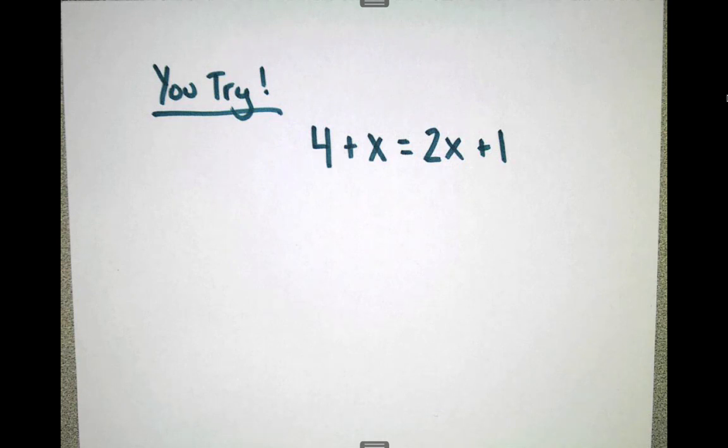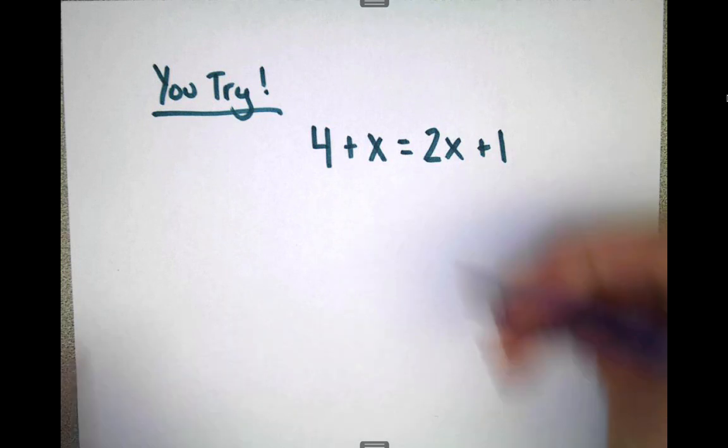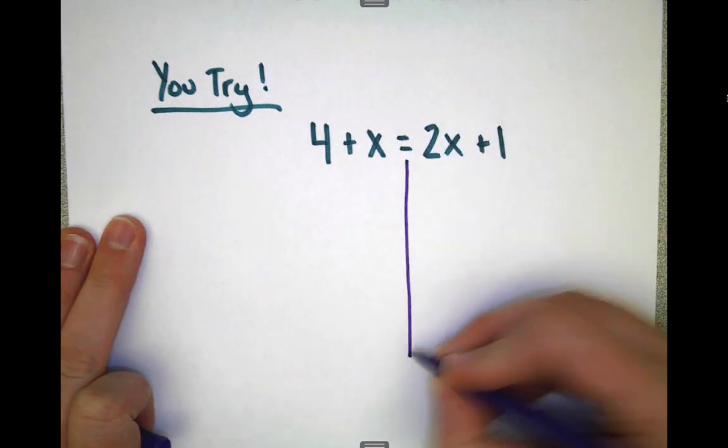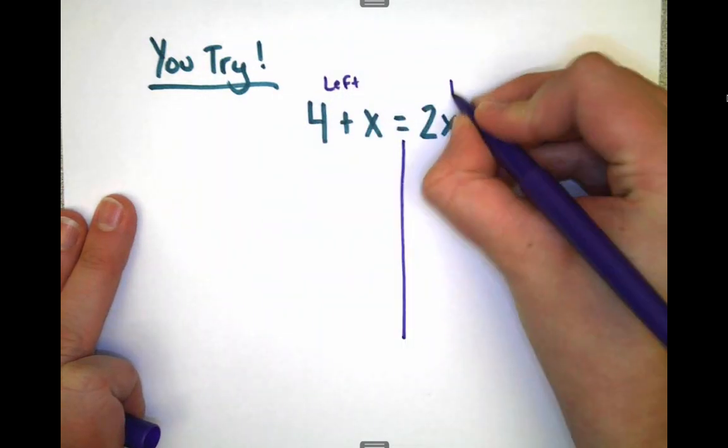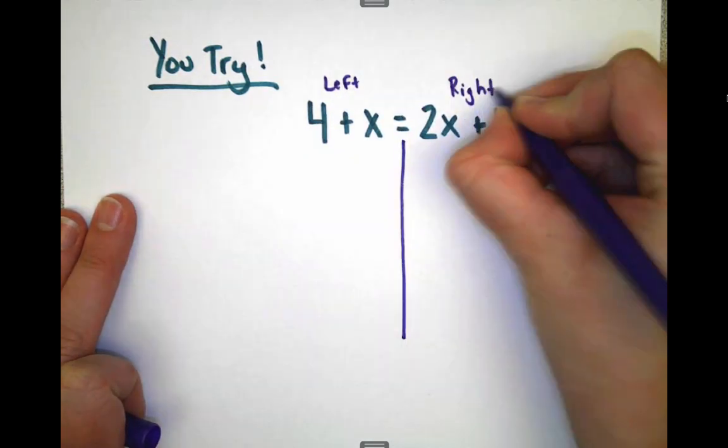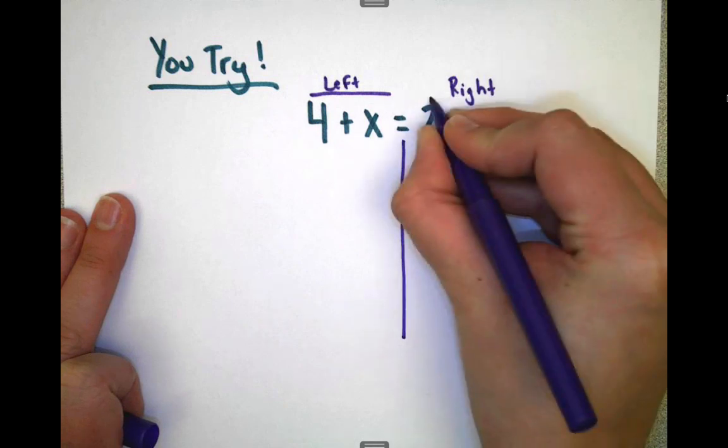Okay, you ready to check your answer? Let's go through our process here. So I'm going to draw my line down the equal sign, divide my paper up. I'm going to have a left side, and I'm going to have a right side. So we're kind of splitting the paper into a left and a right.